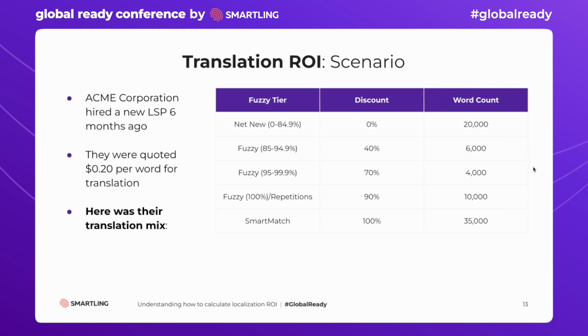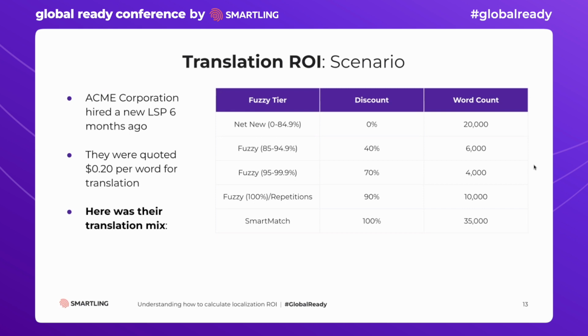They have 20,000 words that would be considered net new, so we've never seen them before. These different ranges of fuzzy matches, there are 6,000 words that get a 40% discount, 4,000 words that get a 70%, 10,000 that get a 90% discount, then 35,000 words that actually smart match. I think that adds up to 75,000 words total. And I want you to see on the left-hand side, originally when Acme Corp was entering into this engagement, they were quoted 20 cents per word for translation.